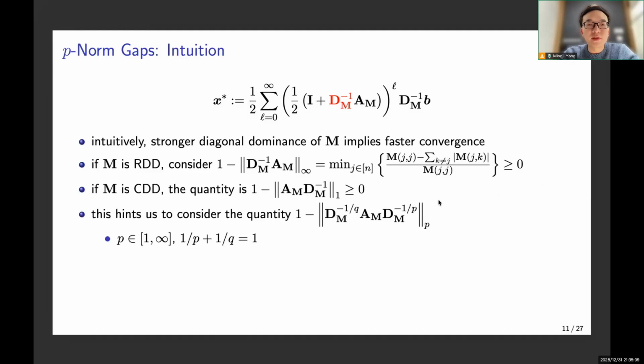So this hints us to consider the general quantity involving a general P, which is 1 minus the induced P norm of the matrix A, multiplied by D to the minus 1 over Q on the left, and multiplied by D to the minus 1 over P on the right. Here, as usual, Q is the associated quantity with P that satisfies 1 over P plus 1 over Q equals 1. So again, there is a problem with this definition, because this quantity can be 0, which makes it useless as a notion of structural gap.